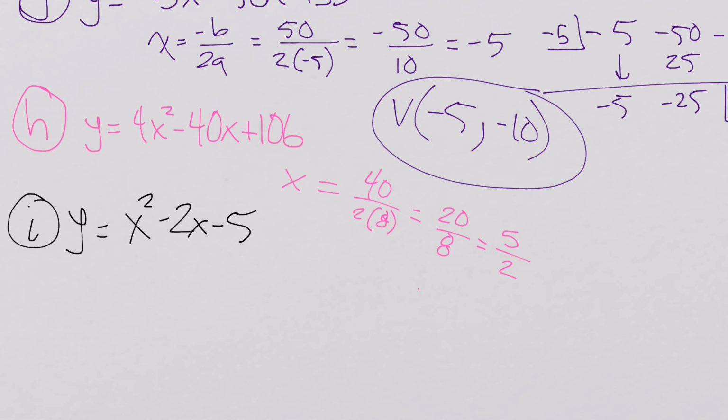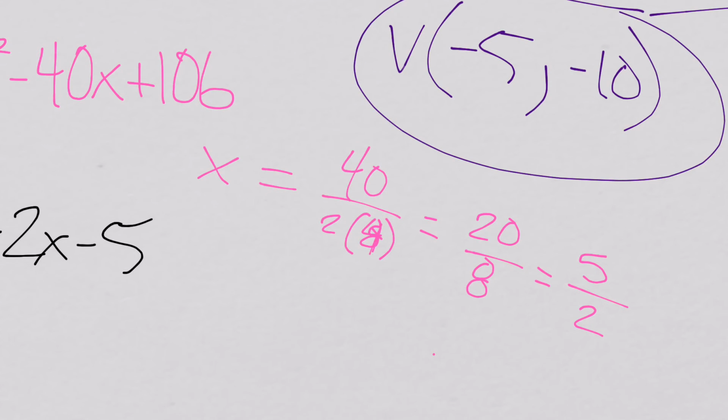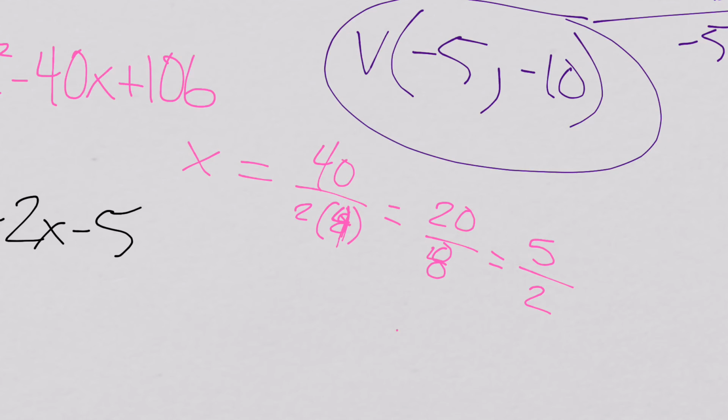Except I messed that up. I said 2 times 8, but really it should have been 2 times 4, because my leading coefficient is 4. So that would get me 20 over 4 here, which means that I don't get 5 halves, I just get 5. 20 divided by 4 is 5. So 5 is the x value.